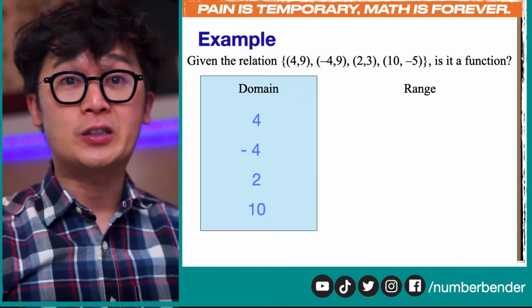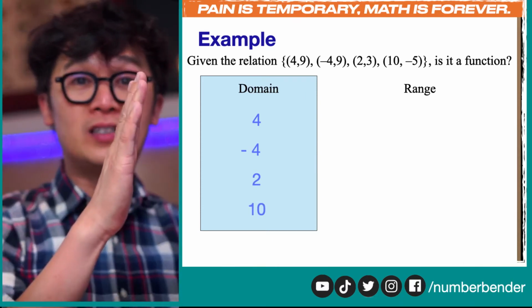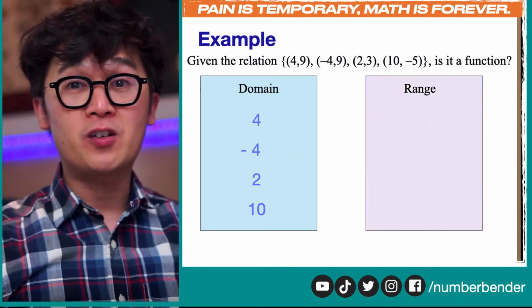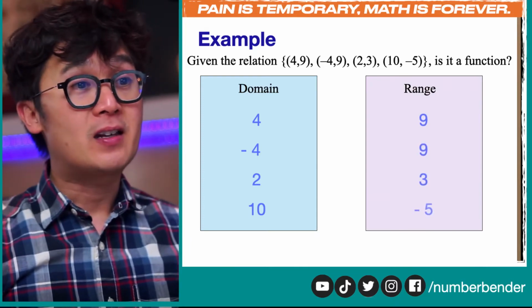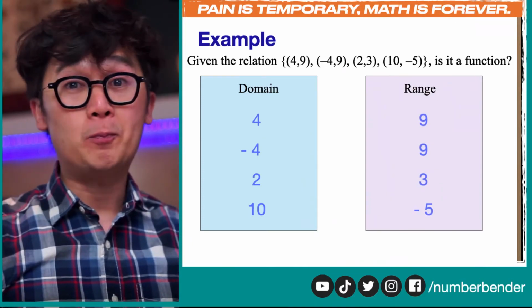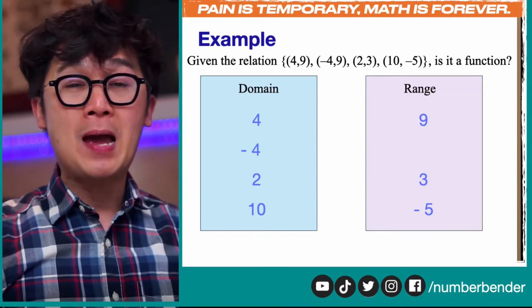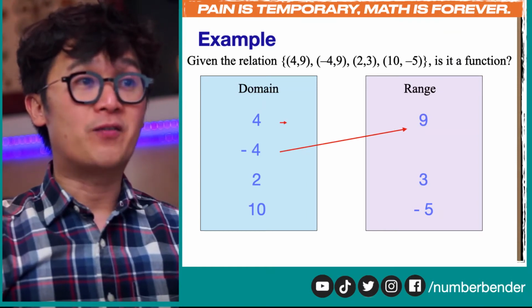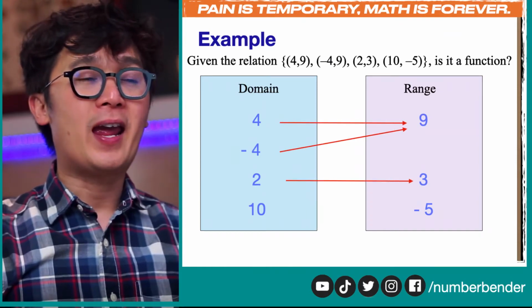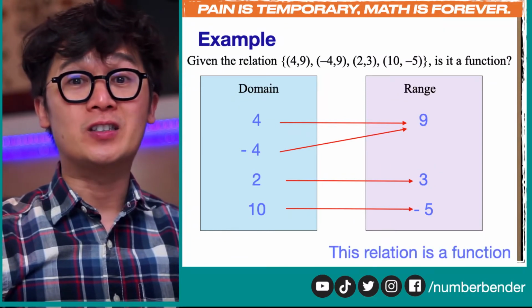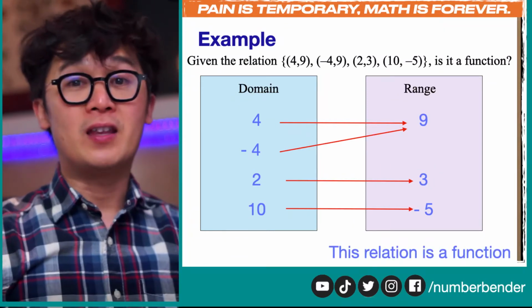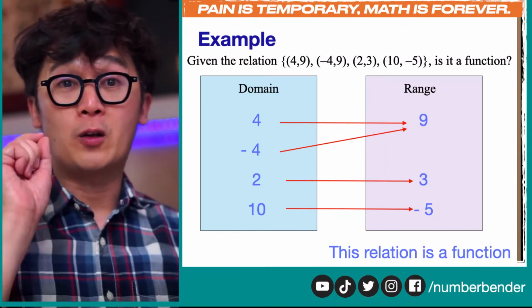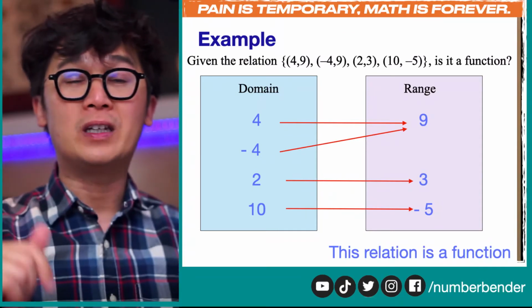So the first thing that we need to do is to write our domain on one side of our sheet of paper, and then our range of values, 9, 9, 3, and -5. Knowing that we have a duplicate, we need to get rid of that and start mapping our relationship based on our ordered pairs. So 4 is to 9, -4 is to 9, 2 is to 3, and 10 is to -5. And this relation is a function because of the basic rule that only one x should be mapped to only one y.